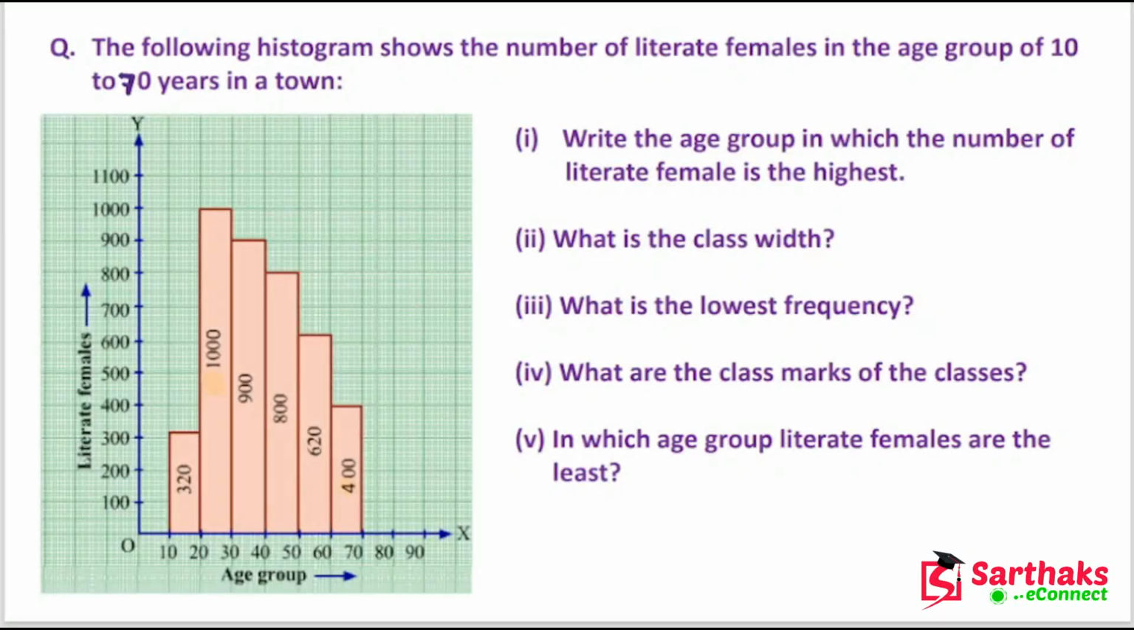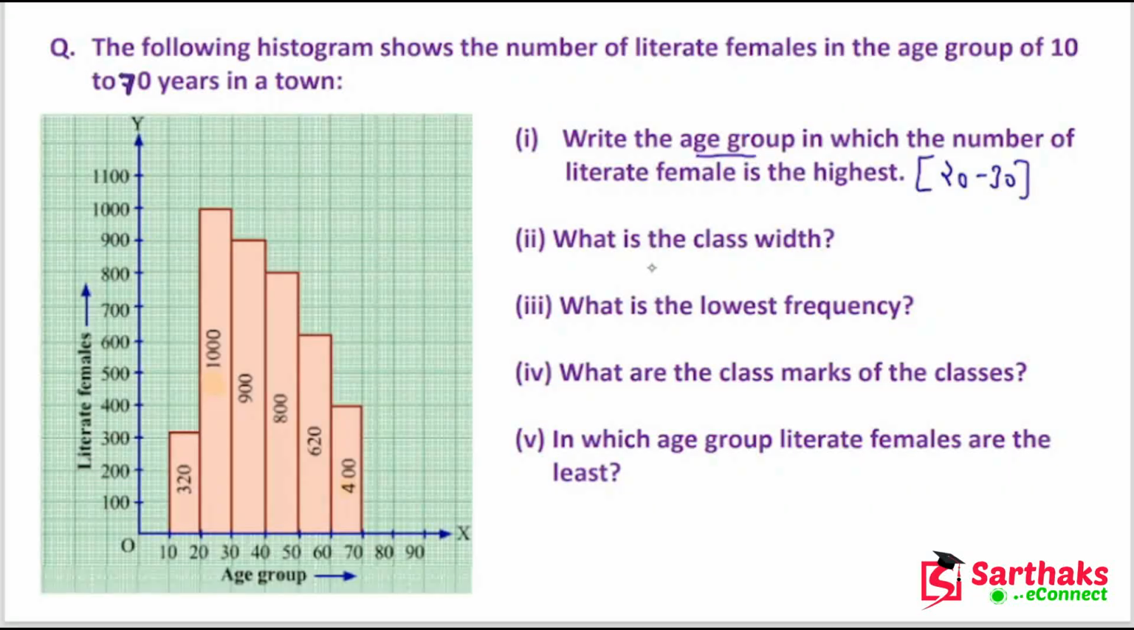We can clearly see that on the side of frequency we have the number of literate females, and on the side of class intervals we have the age group. So the first question is, write the age group in which the number of literate females is the highest. We can clearly see that in the age group 20 to 30, this bar is the highest. So 20 to 30 is the age group which has the highest number of literate females. So the answer is 20 to 30. It has asked us the age group, that is the class interval, right?